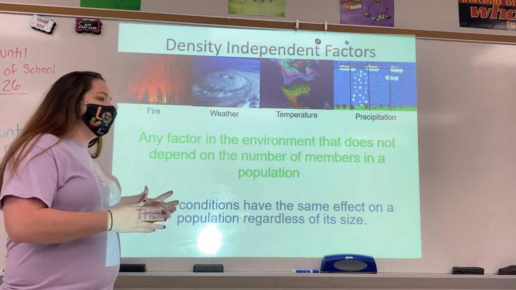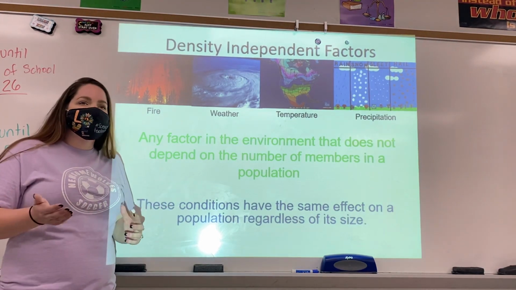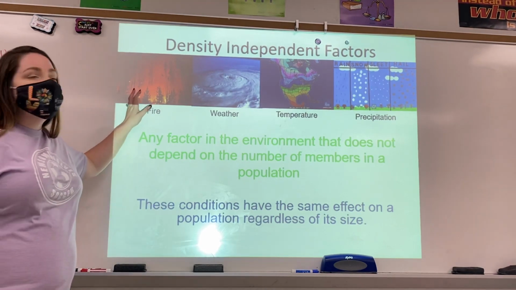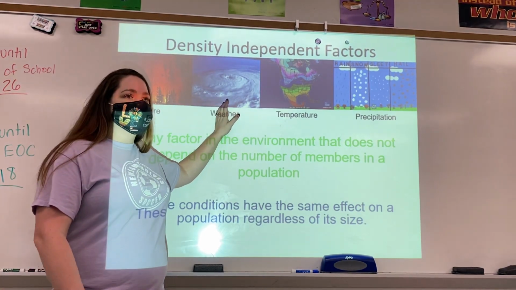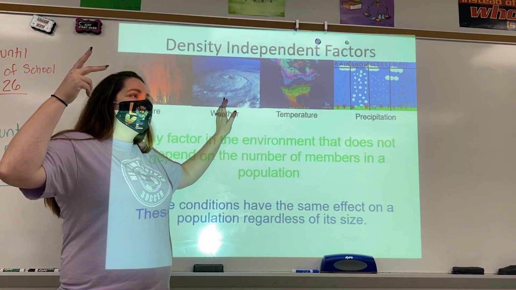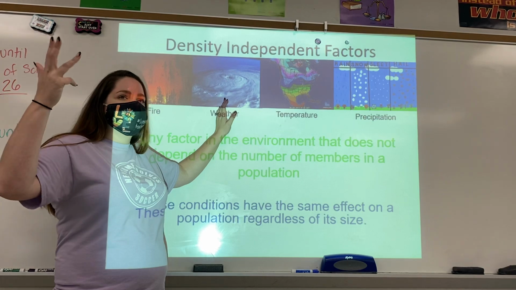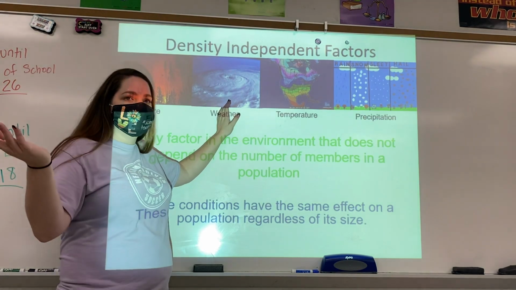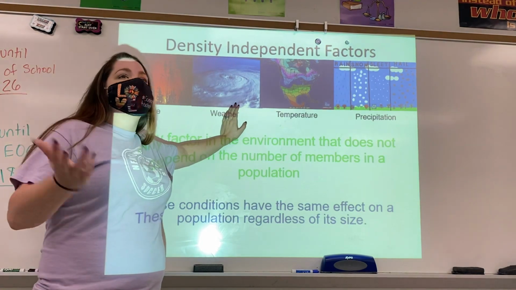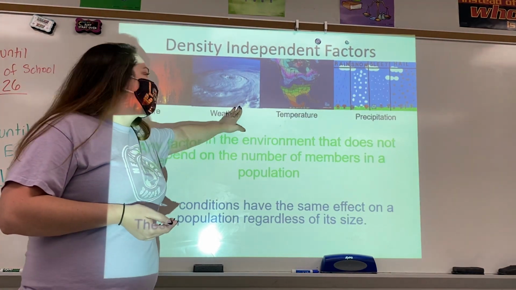It doesn't matter how many of that individual you have, these things are still going to happen. So you could still have wildfire. You could still have other natural disasters, hurricanes, tornadoes, earthquakes, flash floods, tsunamis, any one of these things. These could still happen, and if they do happen, then that's going to change your population growth.